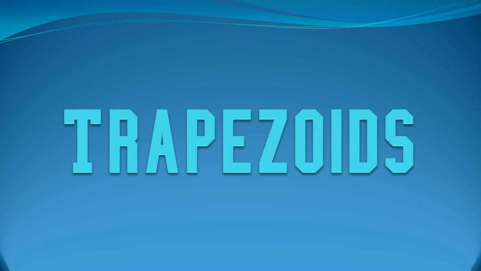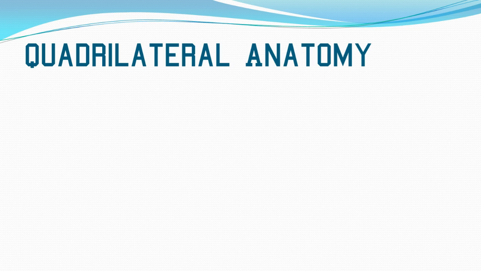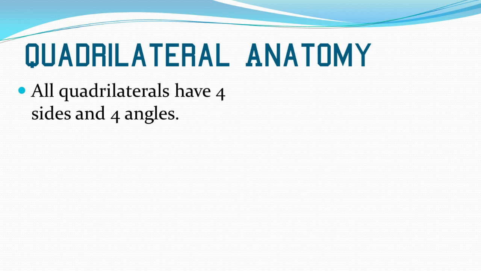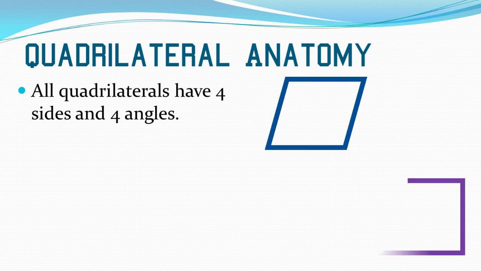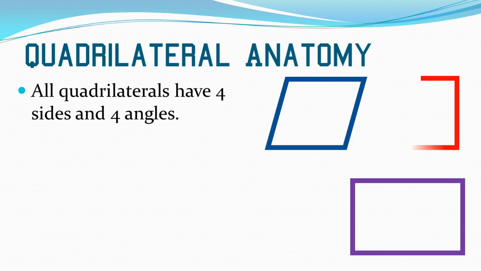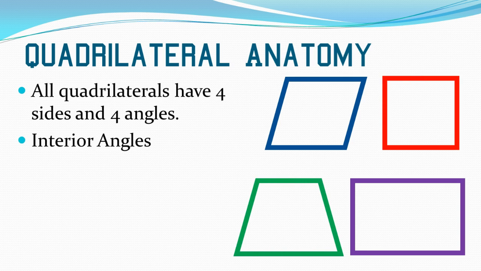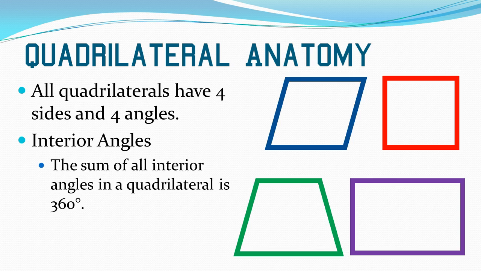To finish out our basic quadrilateral shapes, we need to talk about trapezoids. A quadrilateral is any shape that has 4 sides and 4 angles. So these are all examples of quadrilaterals. All quadrilaterals have an interior angle sum of 360 degrees.